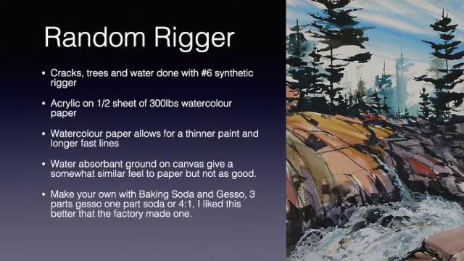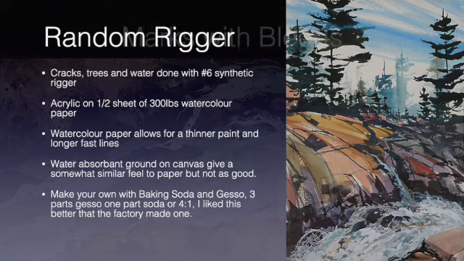This painting, done on watercolor paper but using acrylic paints, had all the lines you see in here created with the rigger, as shown in the samples on the previous slide. Watercolor paper gives you the ability to do fast, energetic strokes with very thin paint. You can add a water absorbent medium to your canvas, which will make the canvas behave a little bit more like watercolor paper, but nowhere near as good.